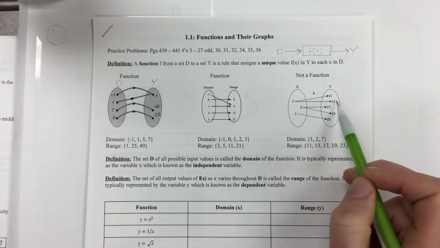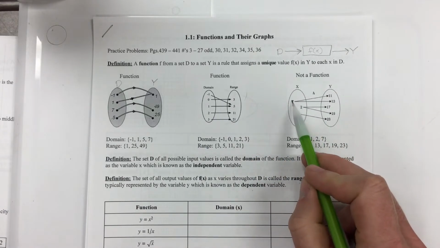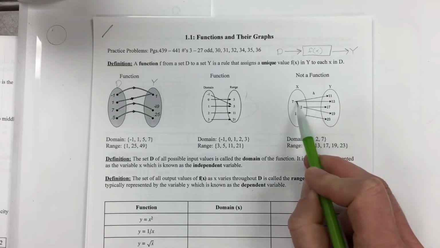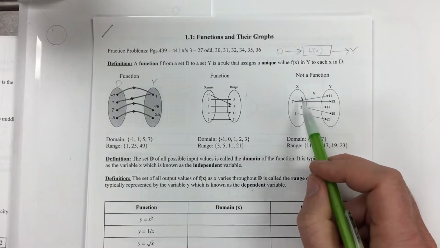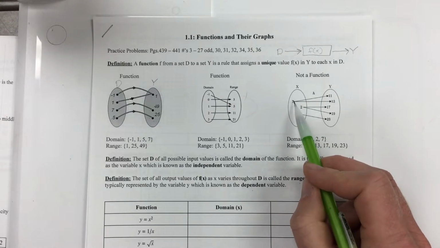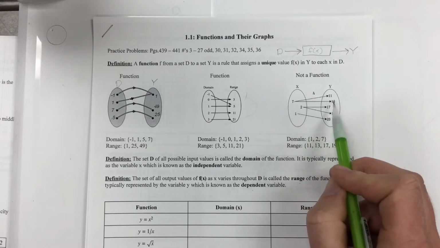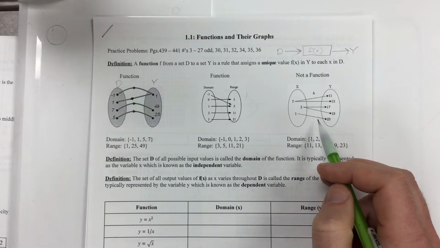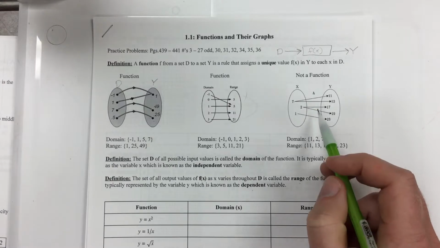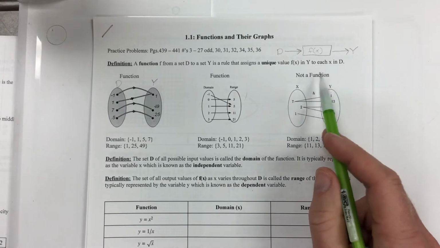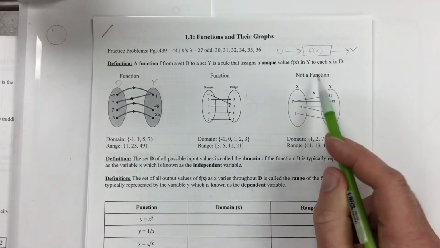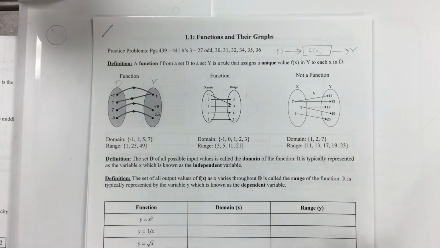And then we have something that's not a function. You have a single domain value mapping to two different outcomes. You can't have that for something to be a function. You can't have one input mapped to two different outputs. That's like paying for two different items with the same dollar bill. You can't do that. Once you use that dollar bill, you can't then use it again and have it still be a function. So this is an example of not a function.